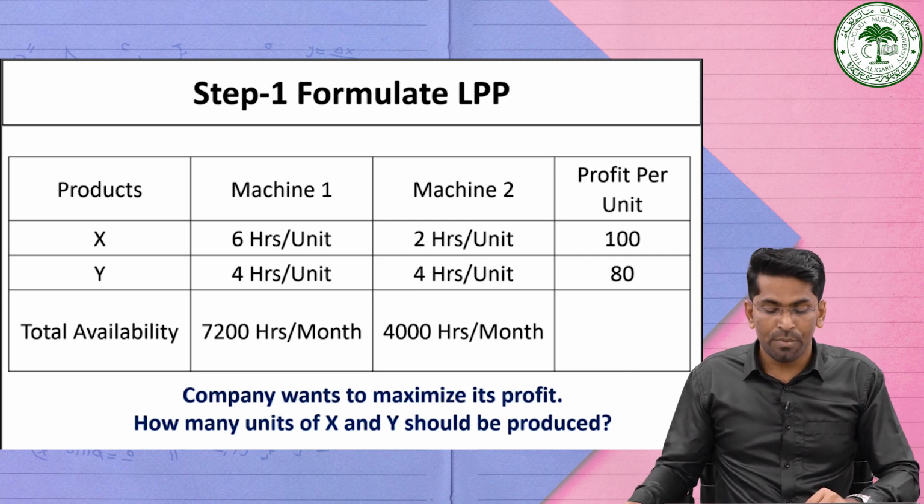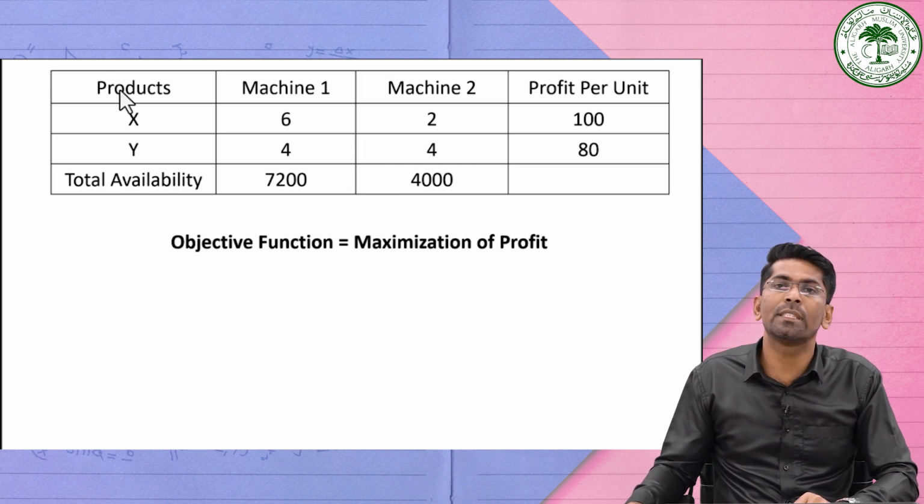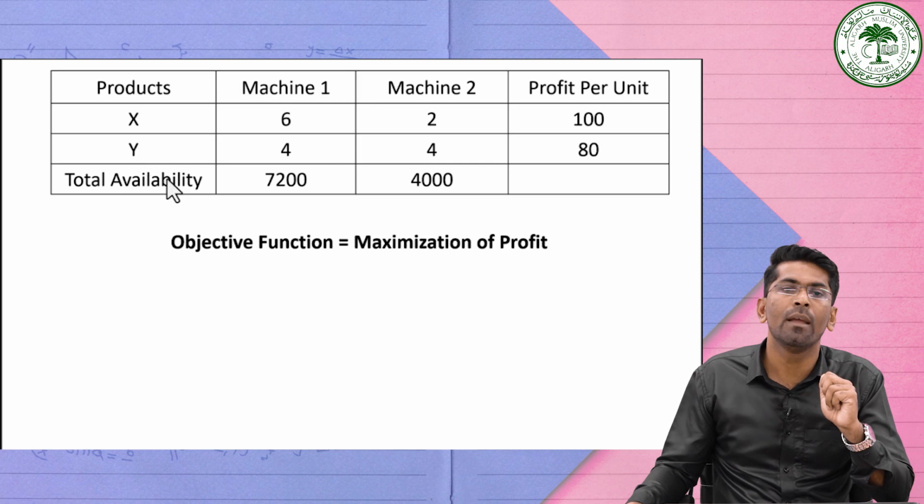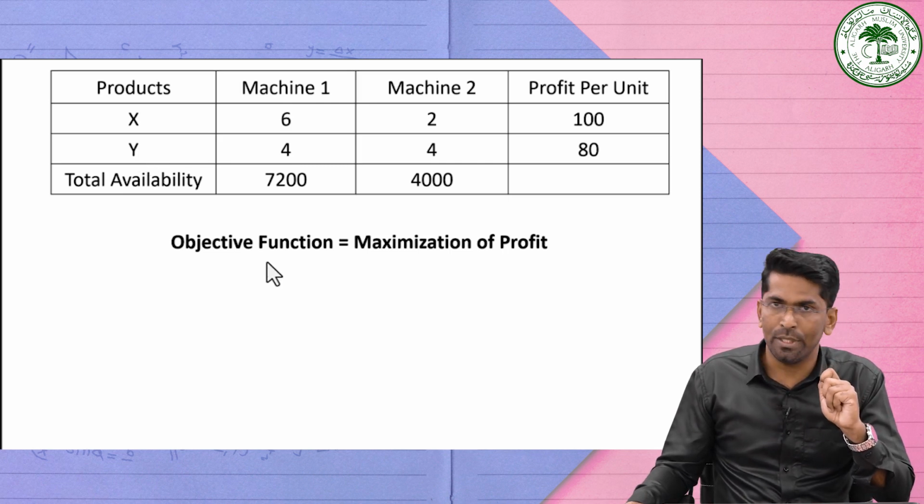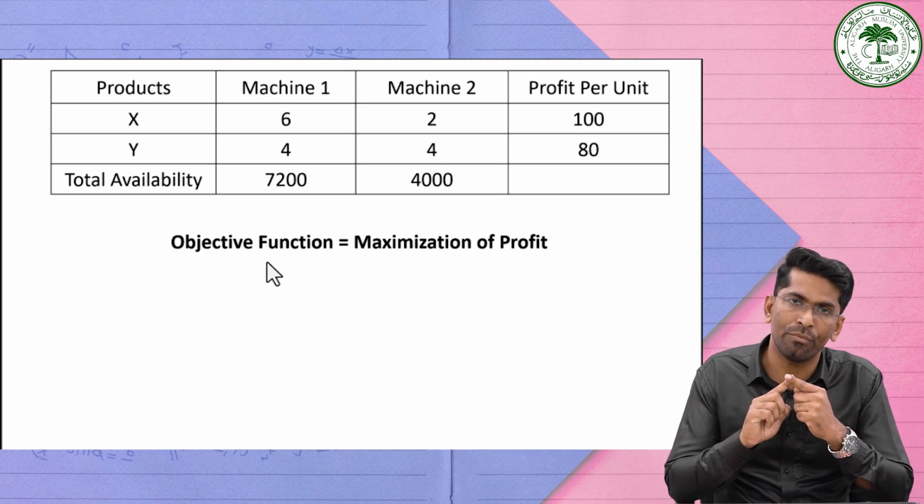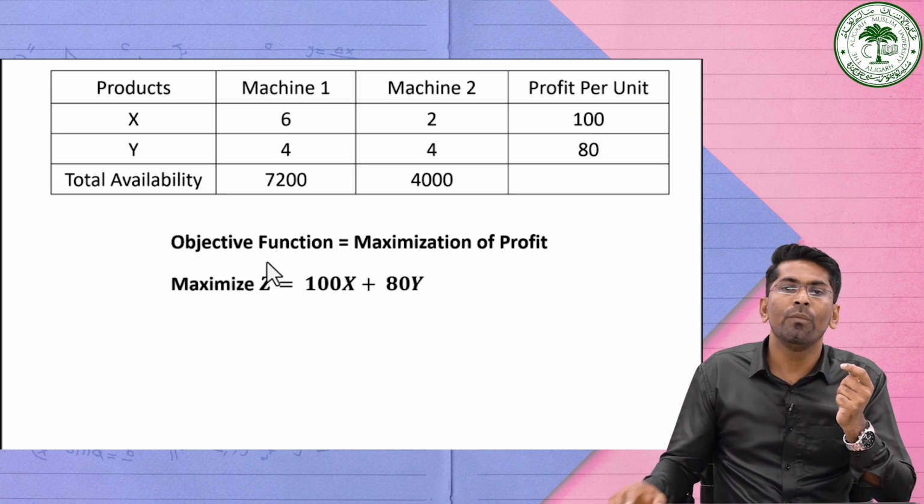So first, from the given table, we have to consider what our objective function is. Here, of course, the decision variables are the products X and Y. So these are the decision variables, that is product X and Y. At the same time, the company wants to maximize profit. So our objective function will be the maximization of profit. And here, what is our profit which is given?